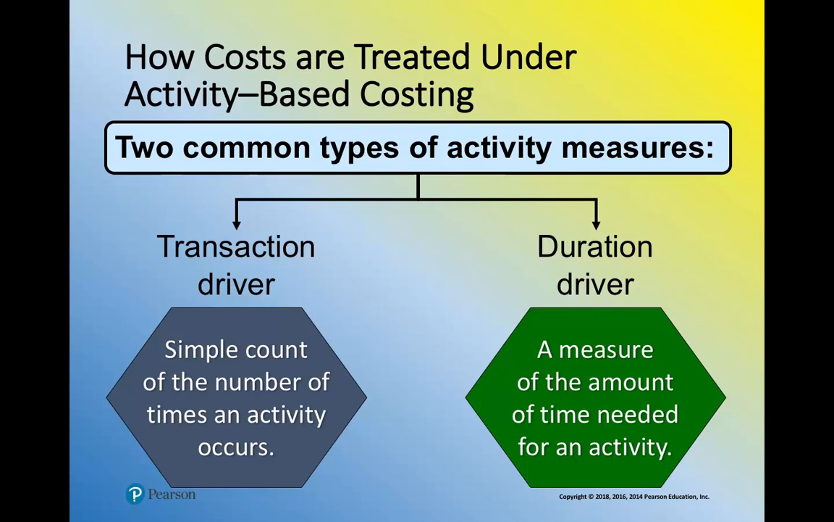The one on the left in the gray box, the transaction driver, is the simple count of the number of times an activity occurs. So it might be every time we have to go to the storeroom to pick up raw material, that's an activity. We are using up resources there. We have to have our people go get it, put it on the cart, load it on a forklift, and bring it over. Every time the supervisor comes through and inspects the finished products, that's going to require resources. So it might just be a simple calculation.